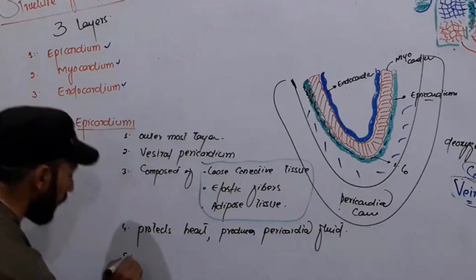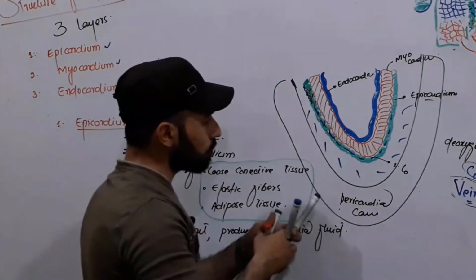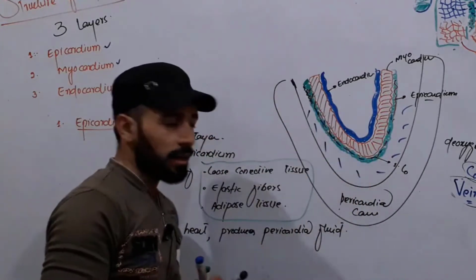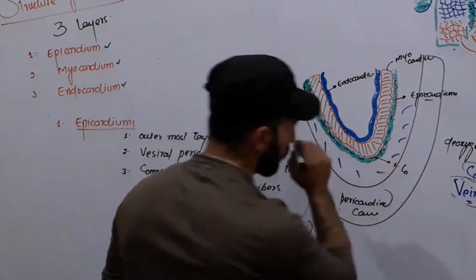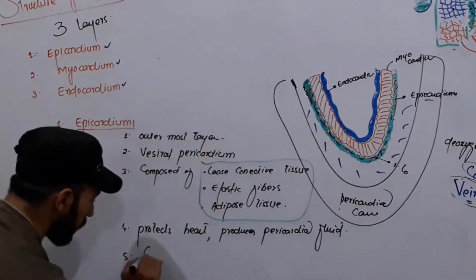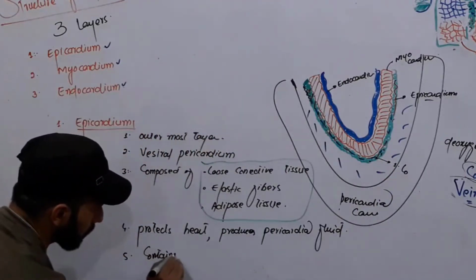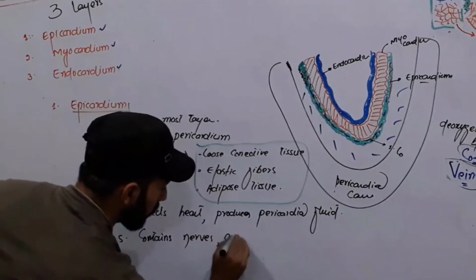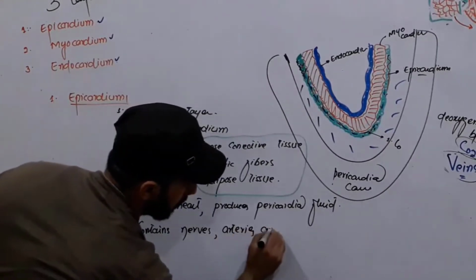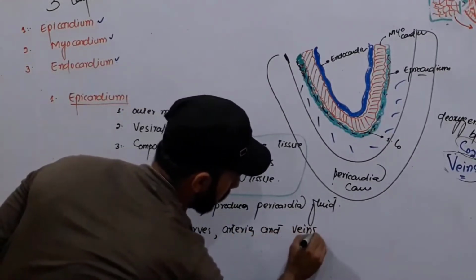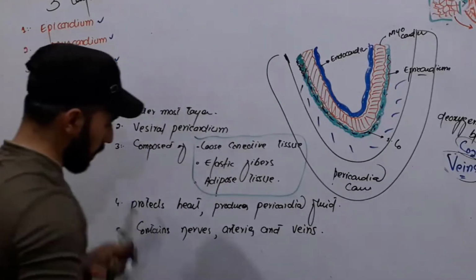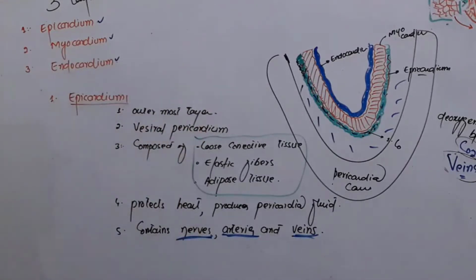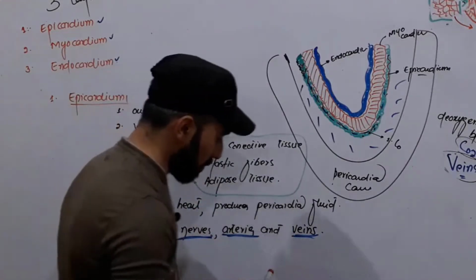And what does it contain? It contains nerves, connections from the brain, and it contains arteries and veins of the heart. So it contains nerves which come to the heart, arteries and veins. Clear, friends? So inside the epicardium are the nerves, the arteries and the veins of the heart. Let's make the diagram of it.